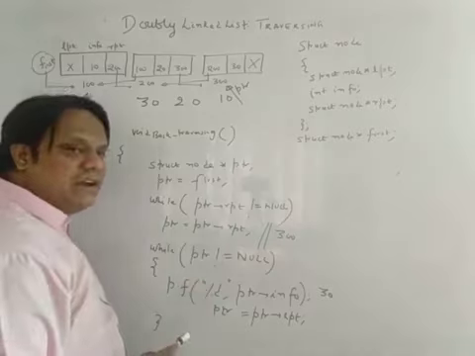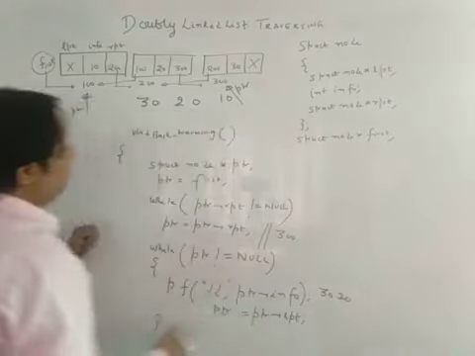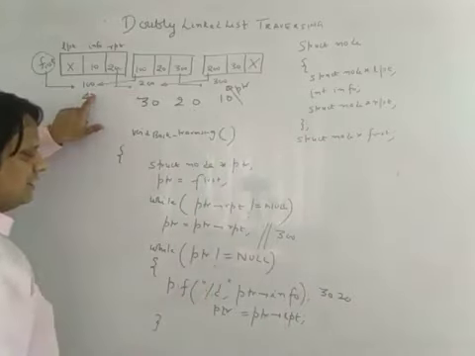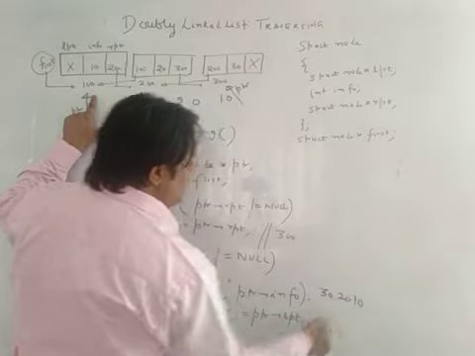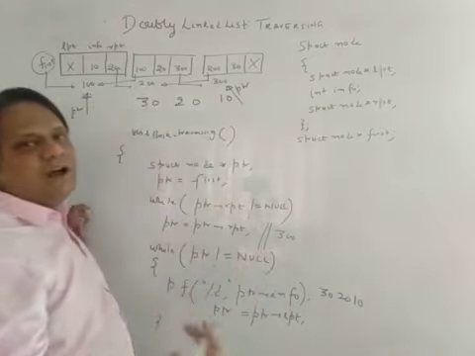200 not equals to null, condition true. The info part of 200 is 20, and ptr moves to what? 200 arrow LPT which is 100. 100 not equals to null, condition true. 100 arrow info is 10. Your ptr moves to null. Null not equals to null, condition becomes false and you will come out of the loop.